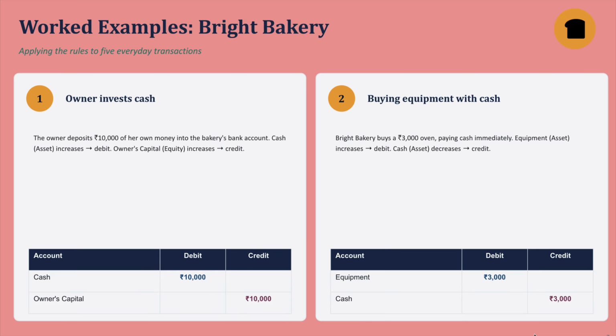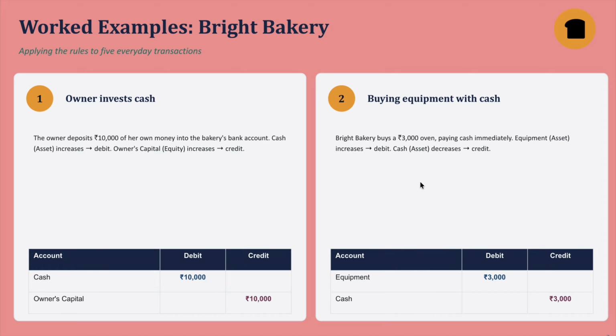Now let's see some examples. So it's about Bright Bakery, the transactions that happen in a bakery. The owner deposits 10,000 of her own money into the bakery bank account. So here what happens? What is coming in? Cash is coming in, in the form of capital. So cash is the asset. Increase in asset has to be debited. And owner's capital, it's equity. Equity has to be credited.